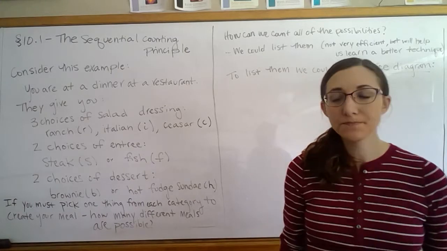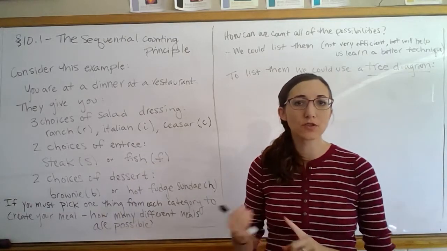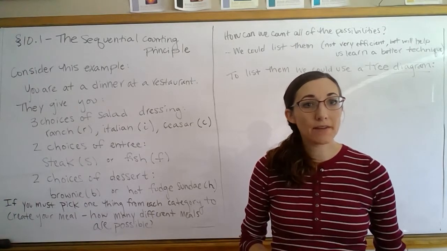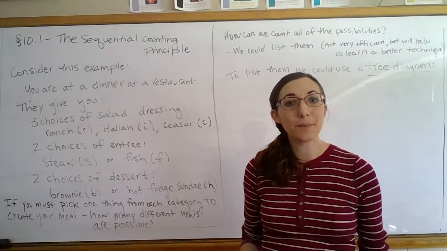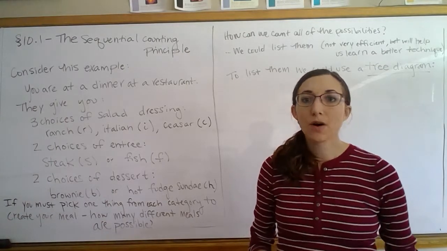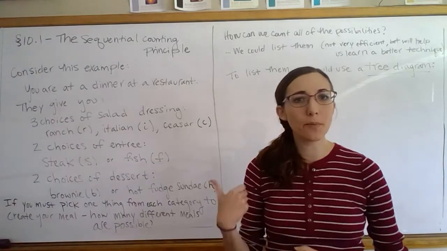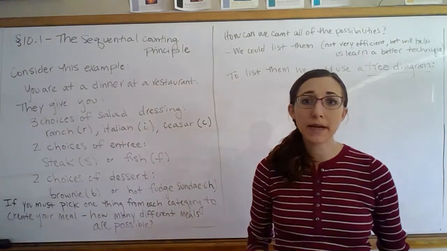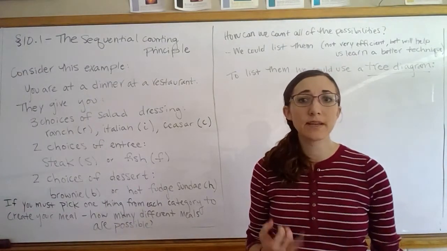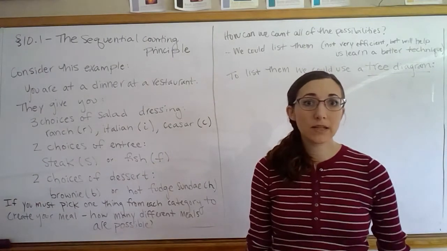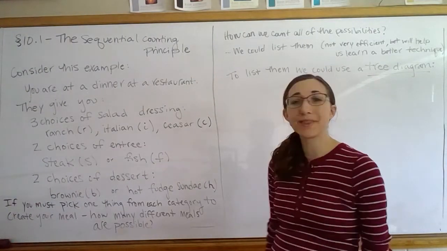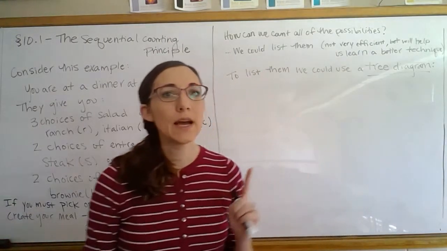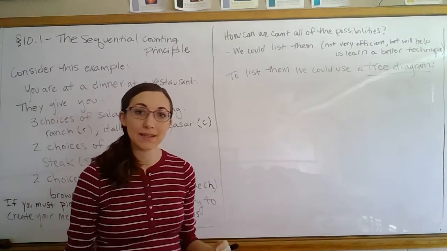So to make my meal, I have to pick one thing from each category. I'm going to pick a salad, pick an entree, and then pick a dessert. And the question I have to start us off with is, how many different meals are possible? Obviously I could ask you to make one meal combination choice. Maybe you would pick Italian dressing with a steak and a brownie. That could be a meal combination, but there are lots of other meal combinations. So my question is, how can we count all of the possibilities?